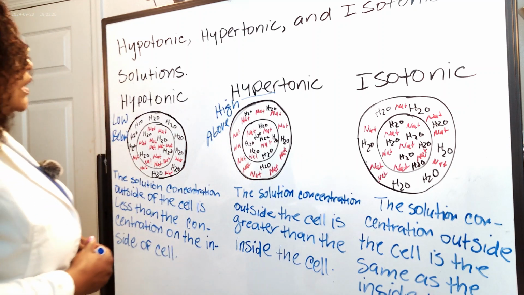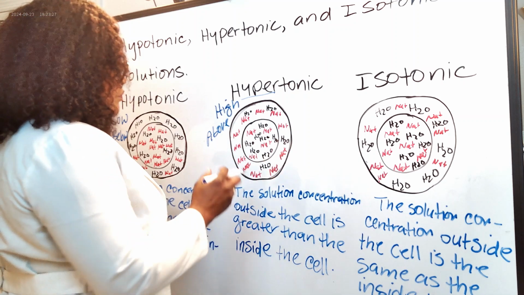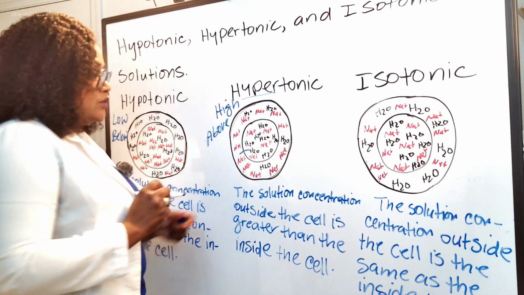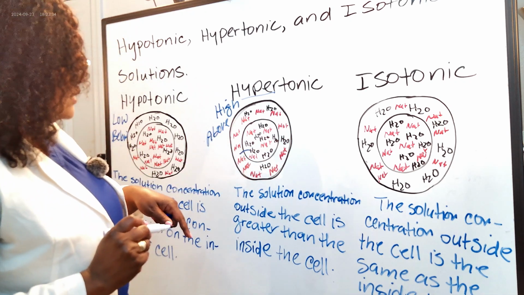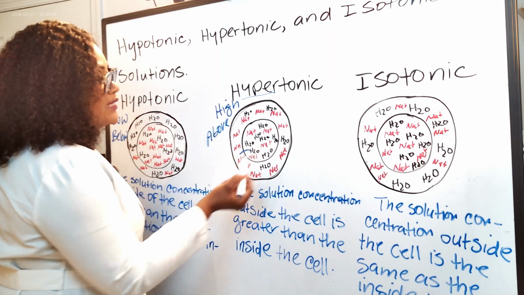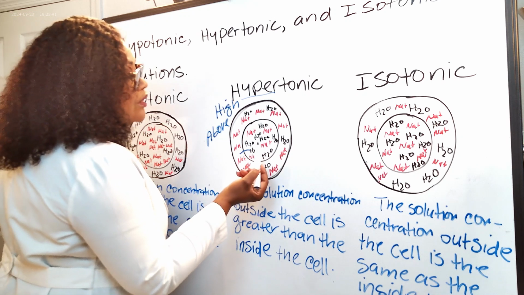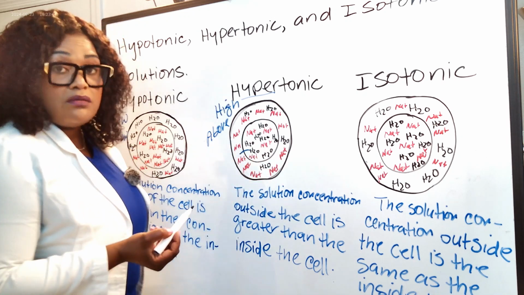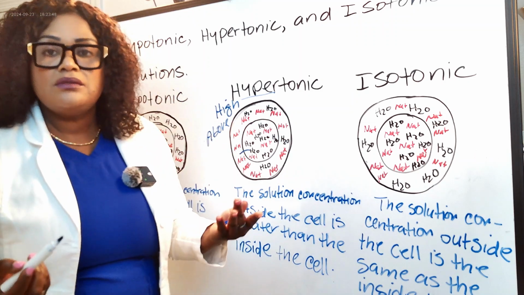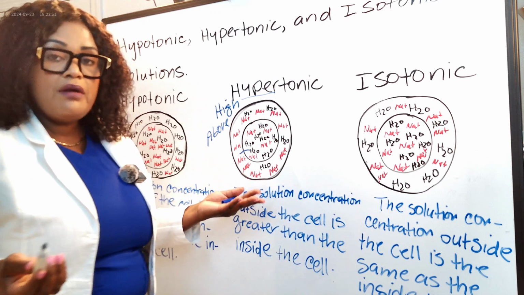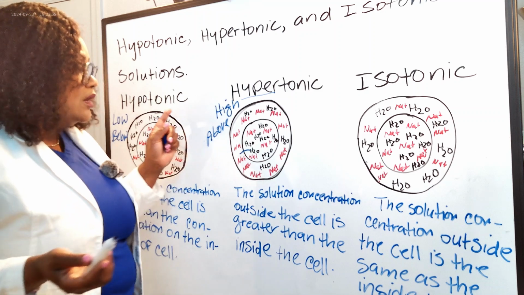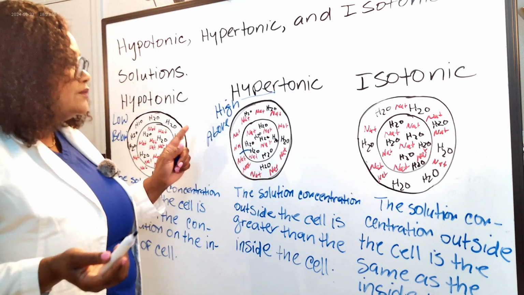Water is going to leave and go to the outside of the cell. And once water leaves the cell, the cell is going to shrink. It's going to shrivel because water is leaving the cell.